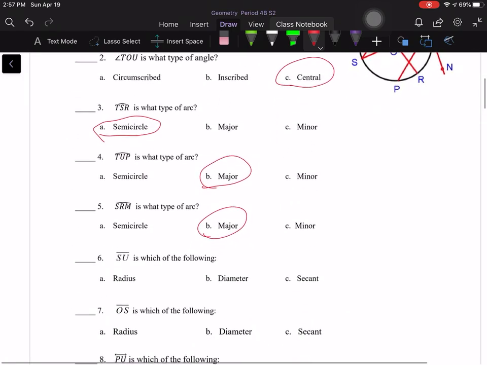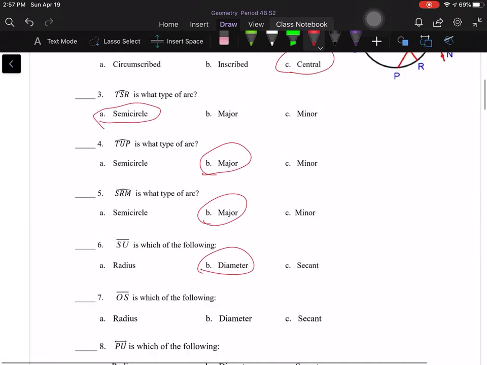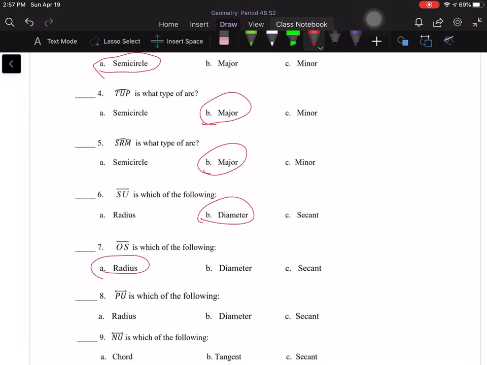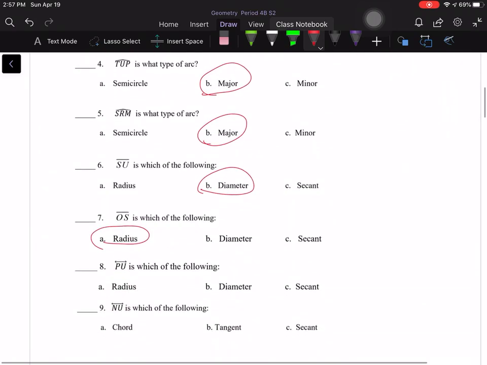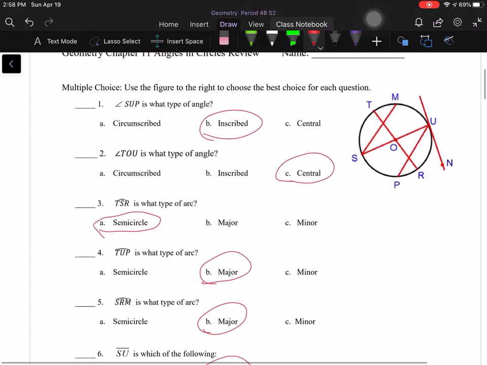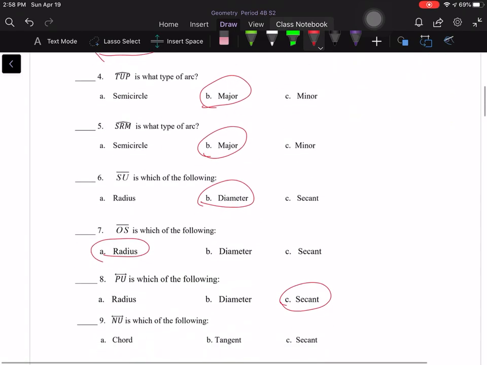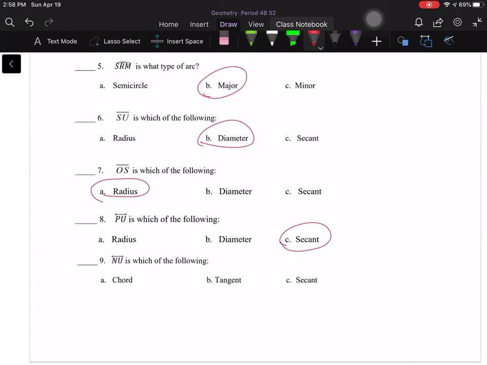Segment SU. So SU is a diameter because it goes through the center of the circle. Segment OS. Let's see, OS is a radius because it's only half. Line PU. So line PU would be a secant. I know that you don't see the line on there, but because of the notation, we could extend that. And for how it's written in the question, that is definitely a line because of the arrows on it.